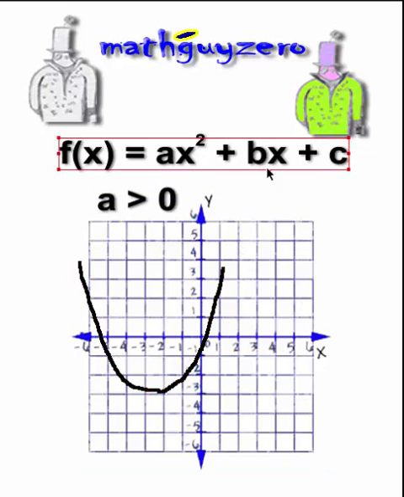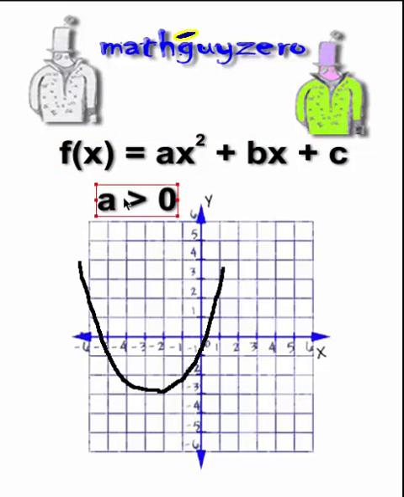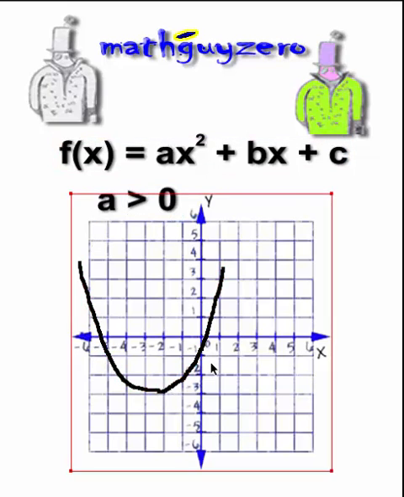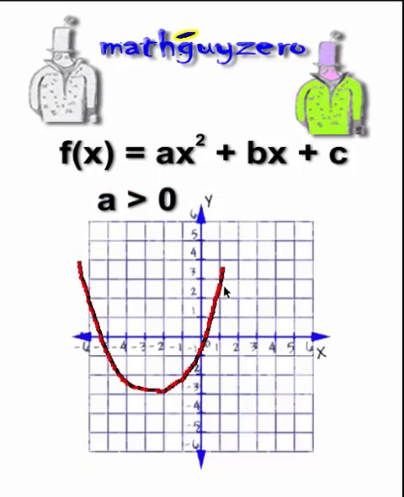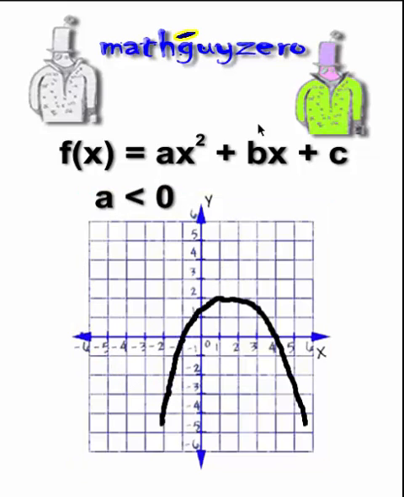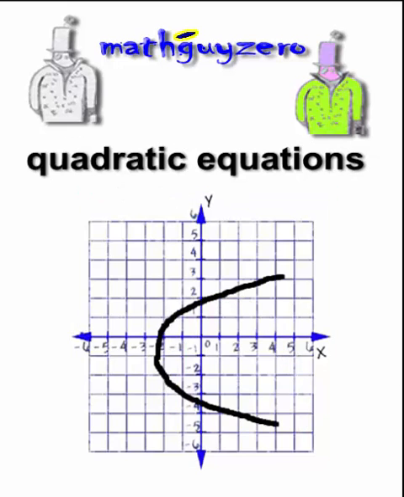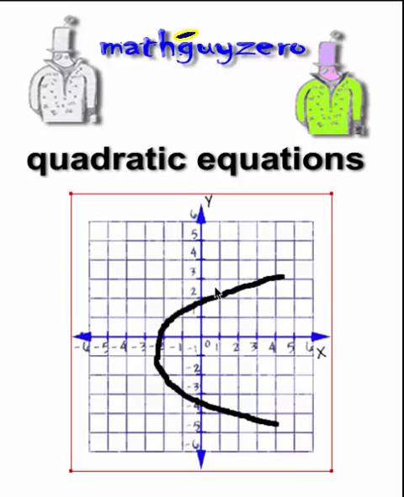If the coefficient of the squared variable is positive, it's going to be an open U, like a smiley face. If it's negative, it's going to be a frowny face. So just remember that. You're going to start seeing graphs that look like this.